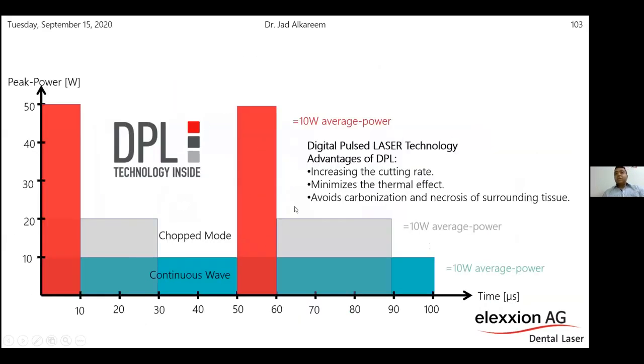So we use an LED lamp to stimulate the laser medium inside the device. A halogen lamp is not very suitable for that, because the laser will still be on even between the pulses.